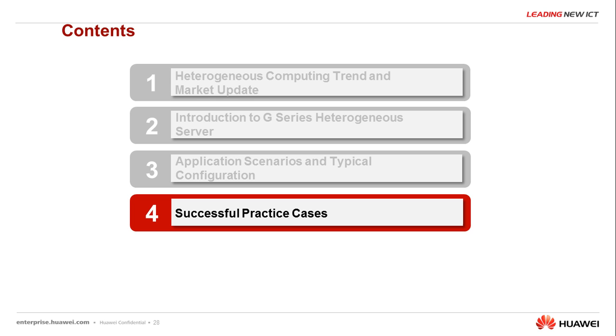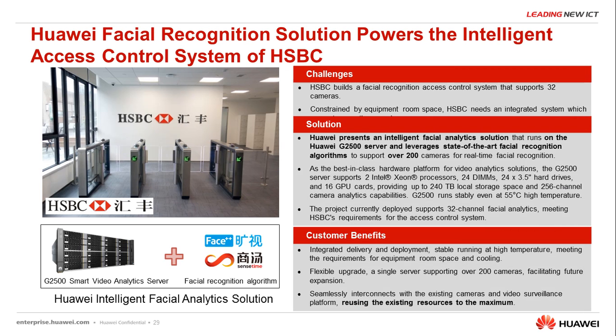Finally, in the last part of today's course, let's take a look at some successful case studies. HSBC wanted to build a facial recognition access control system that supports 32 cameras. Constrained by equipment room space, HSBC needed an integrated system which supports smooth upgrade. Huawei presented an intelligent facial analytics solution that runs on the Huawei G2500 server and leverages state-of-the-art facial recognition algorithms to support over 200 cameras for real-time facial recognition.